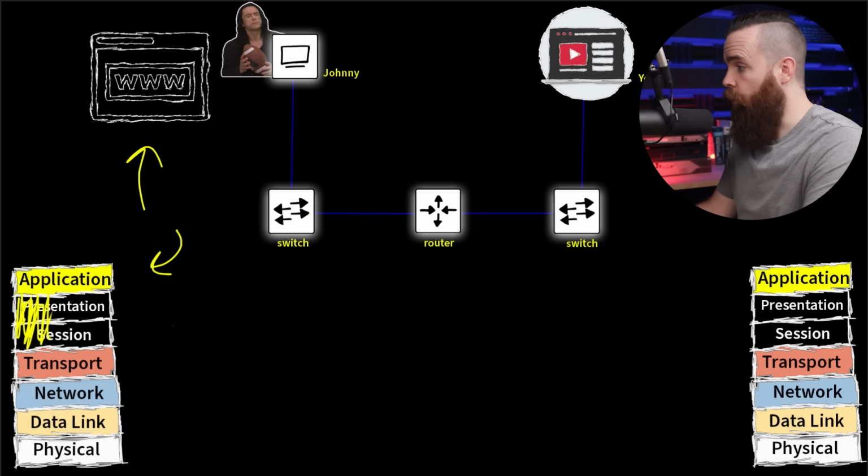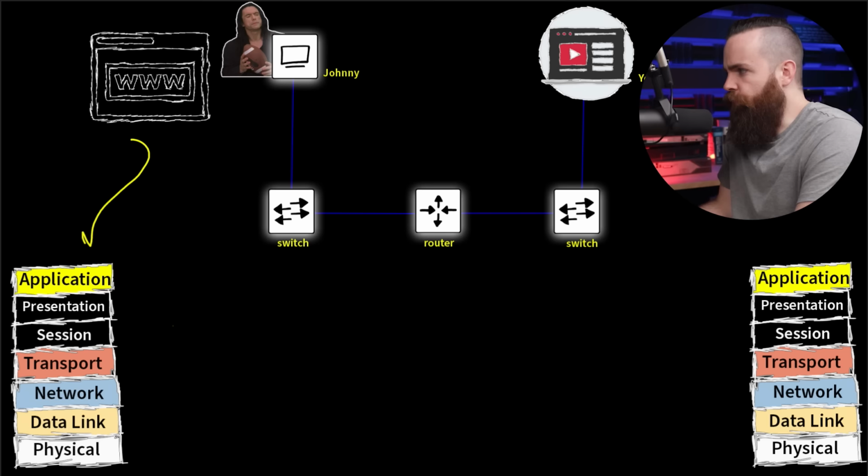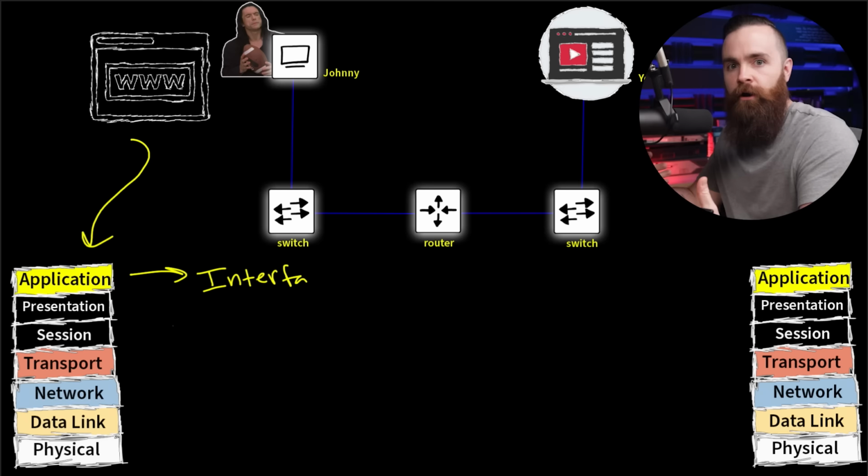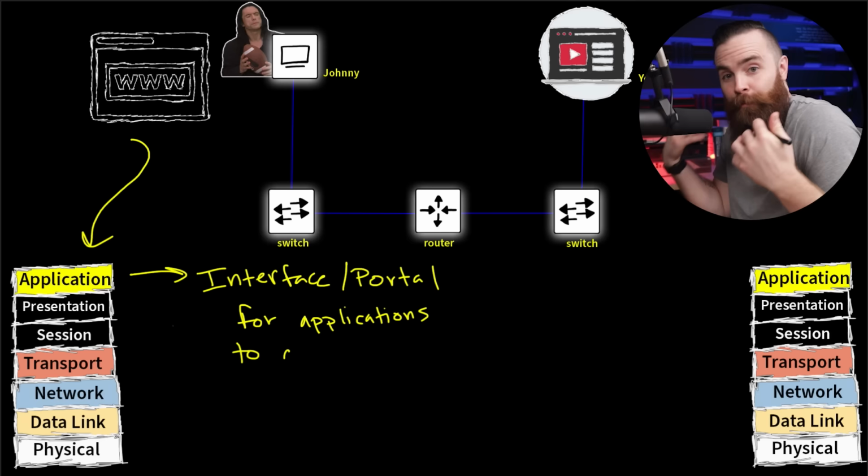And the application layer is kind of the portal, an interface for a program on your computer that needs a network, like your web browser, or a video game that you play online. If that application needs to interface with a network, it's going to engage the application layer of the OSI model. It's sort of the gateway to the next two layers, the presentation and session layer.